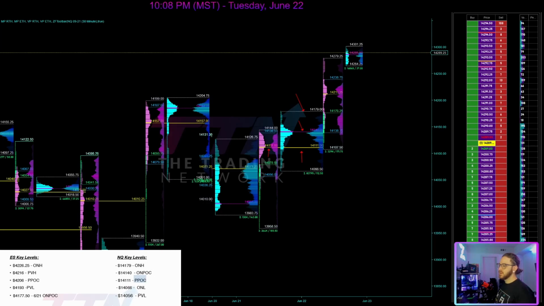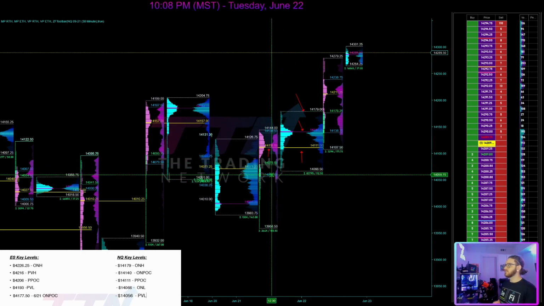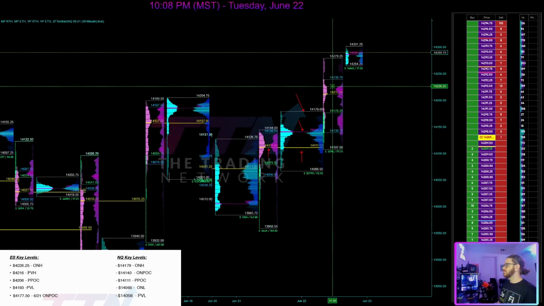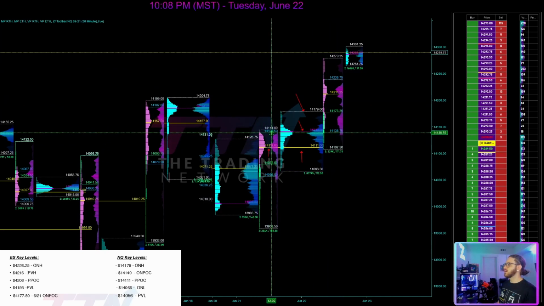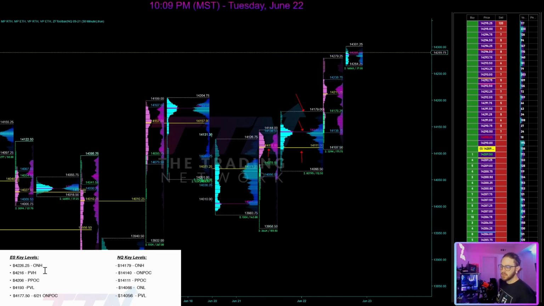It's PPOC. So when you guys are looking at my trade plans and you see these abbreviations, PPOC is prior POC, ONPOC is overnight POC, ONH, overnight high, ONL, overnight low, PVL, prior value area low. So that's the value area low from the previous regular trading hour session. We got PVH, this is prior value area high. So in this case, this is today's value area high, and this is the prior value high and the prior value low. So PVH, PVL, and I think that takes care of it for the abbreviations on the chart, at least currently.